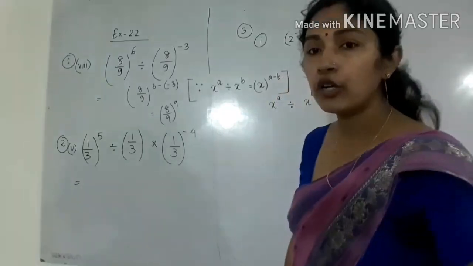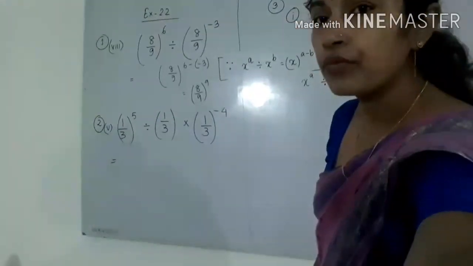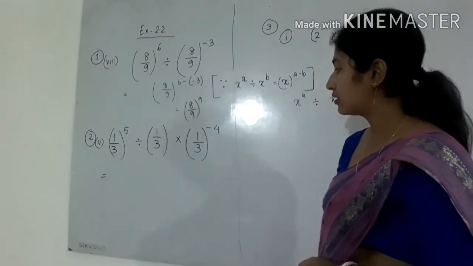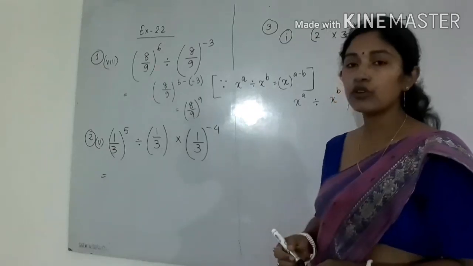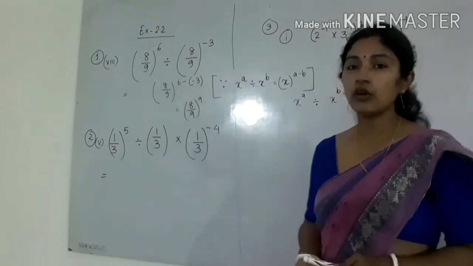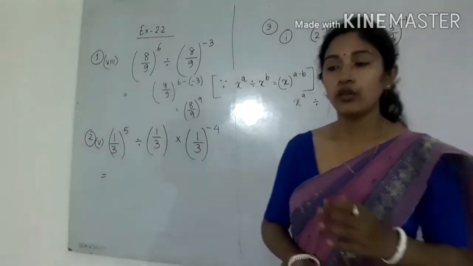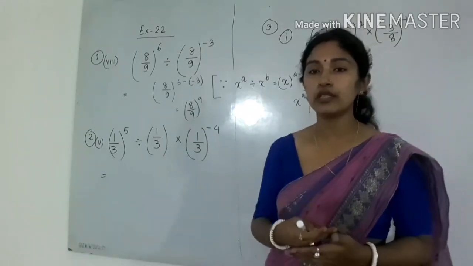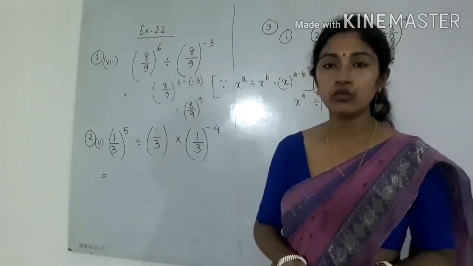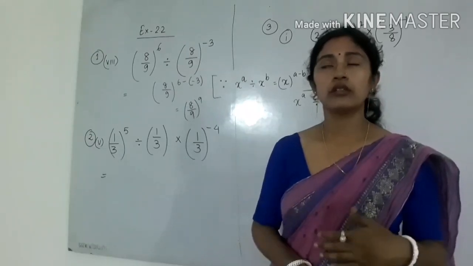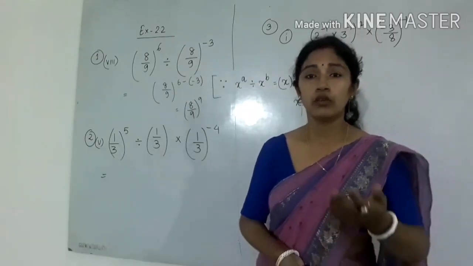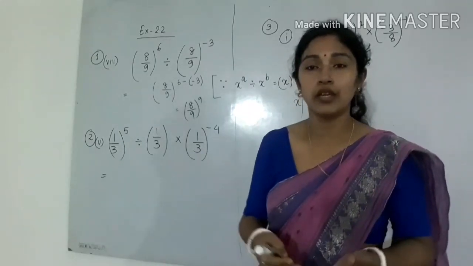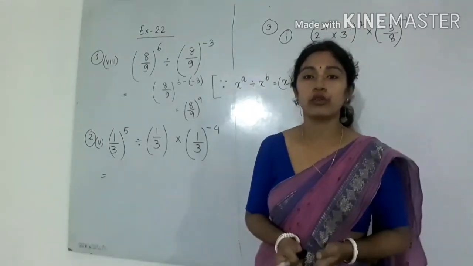Then the next question is number 2, question number 5. See, 1 by 3 whole to the power 5 divided by 1 by 3 into 1 by 3 whole to the power minus 4. So before starting, you remember the laws, but you have to remember one thing, the basic things you have studied before this class. Suppose you have studied the Bodmas rule, and you have studied commutative law, associative law. So don't forget those laws, because sometimes you have to apply them, here also in this case.